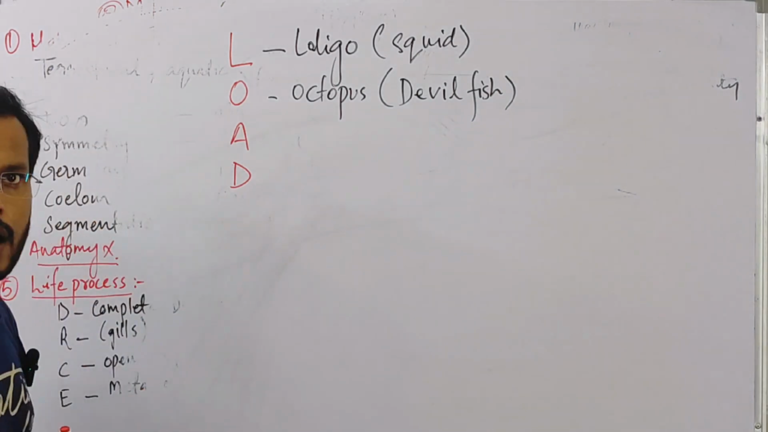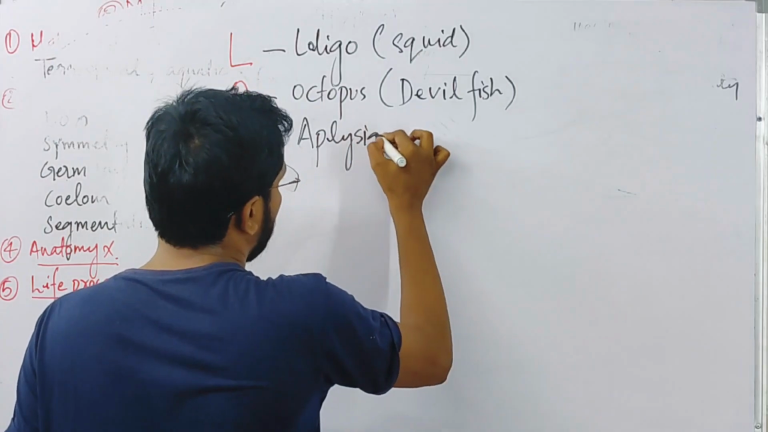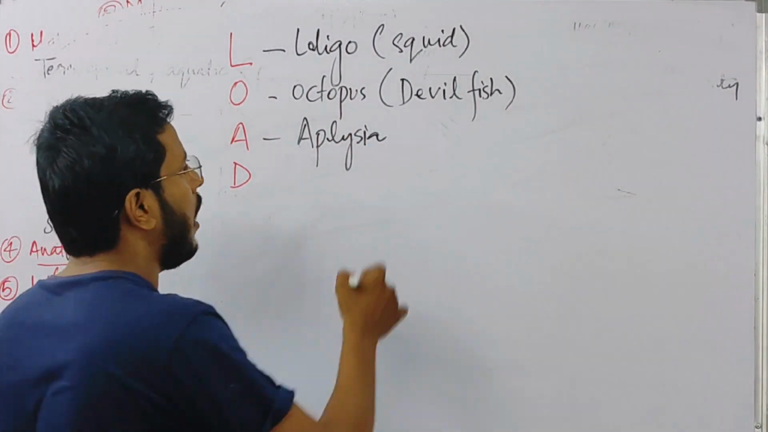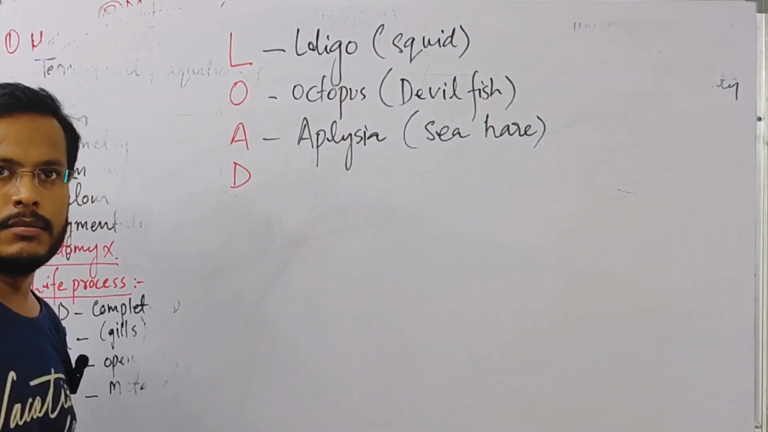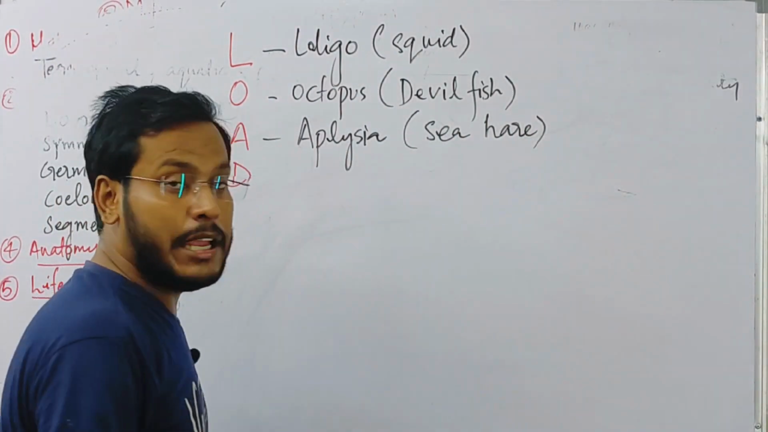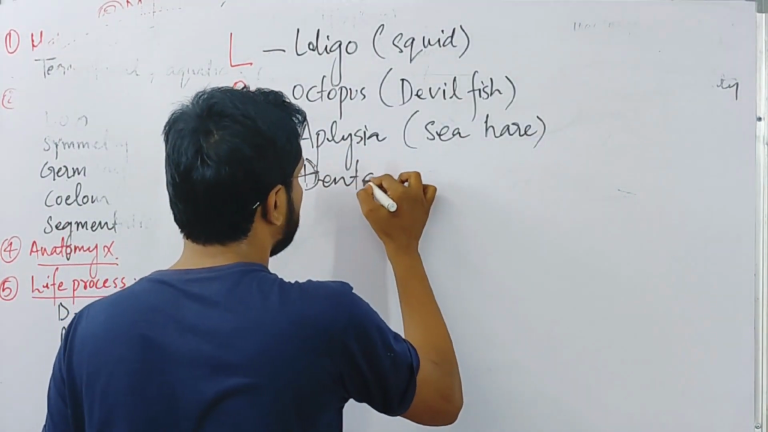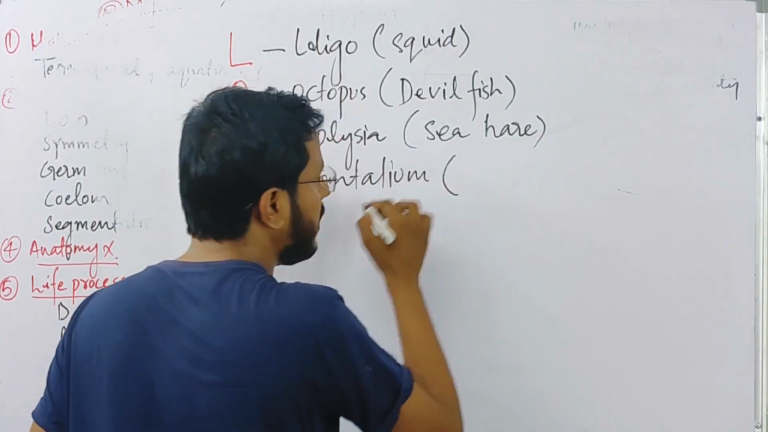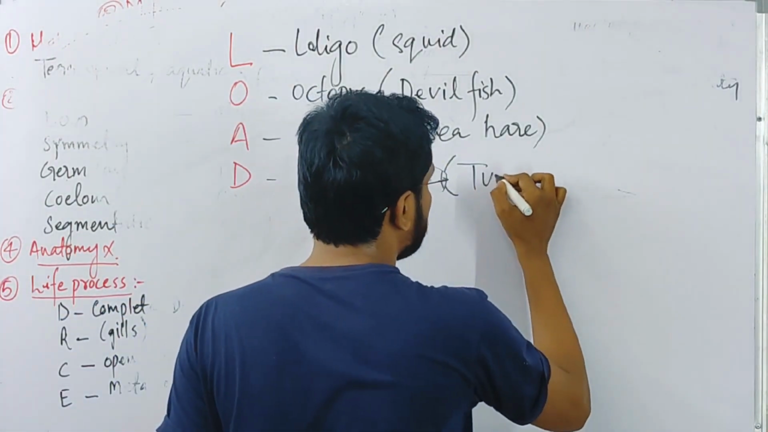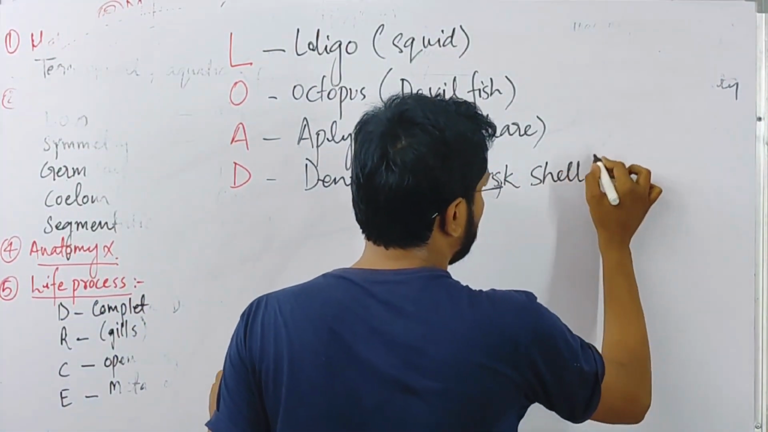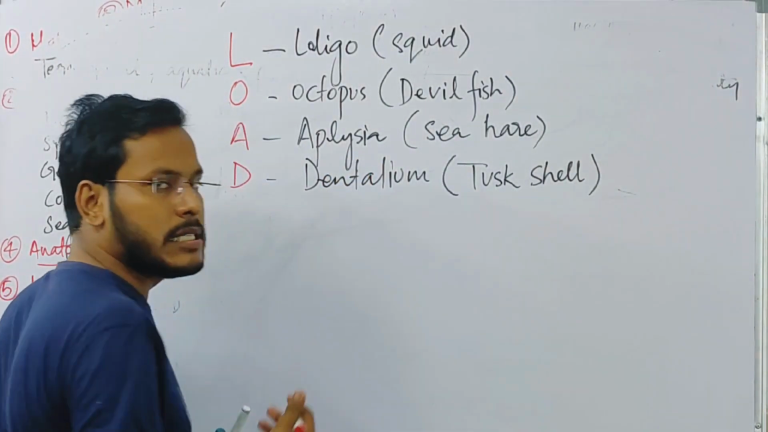Clear? Now A for Aplysia, and Aplysia is commonly known as sea hare. And D stands for Dentalium, and Dentalium is commonly known as tusk shell. Now, what about the other examples?